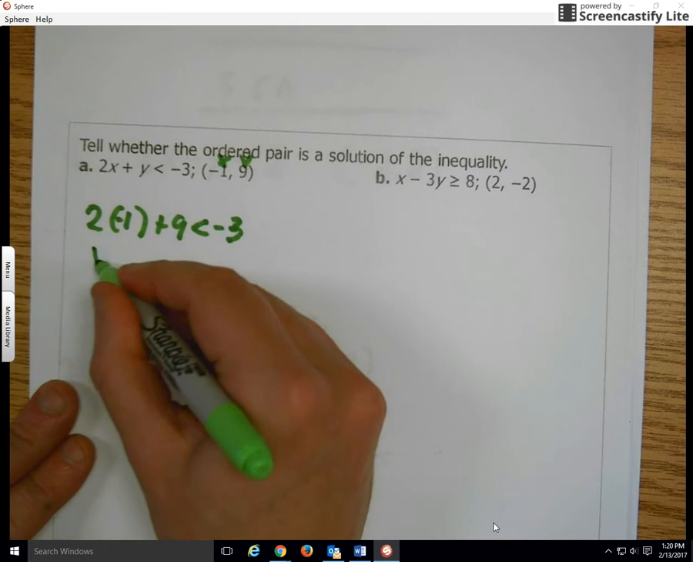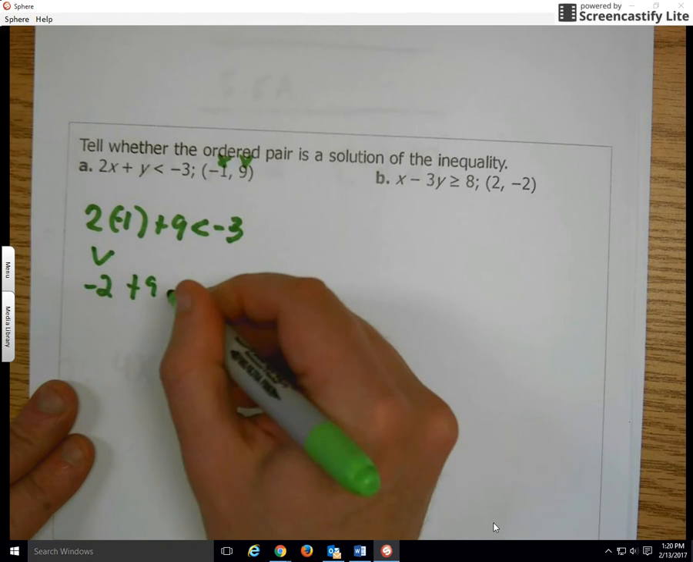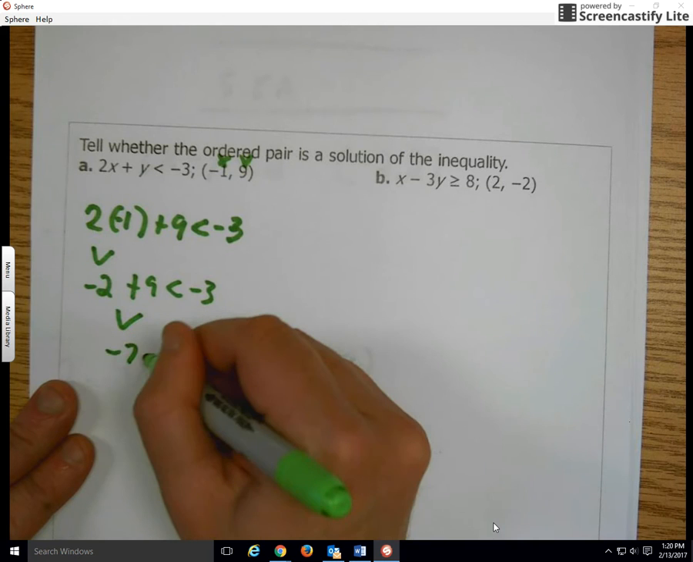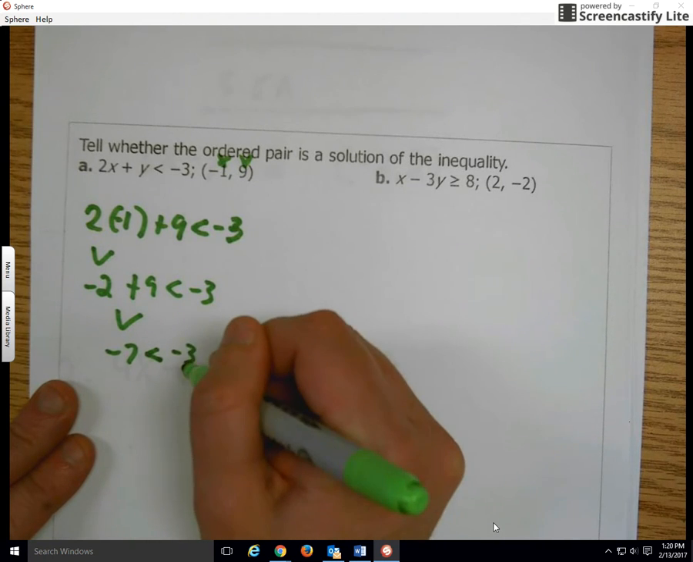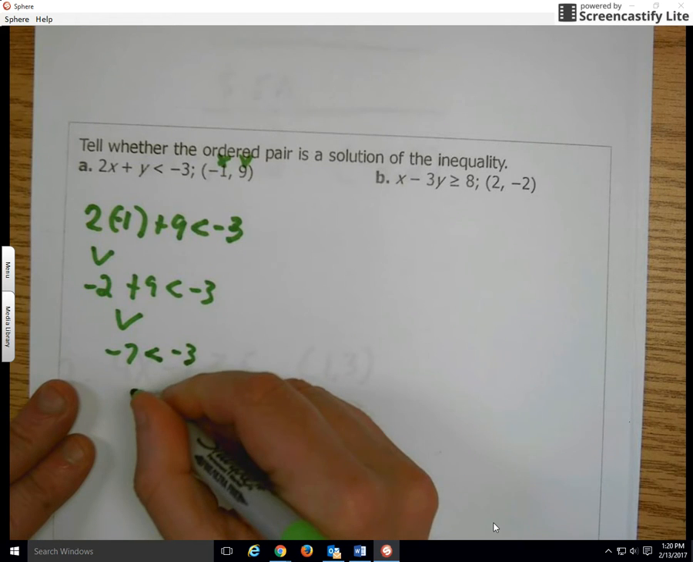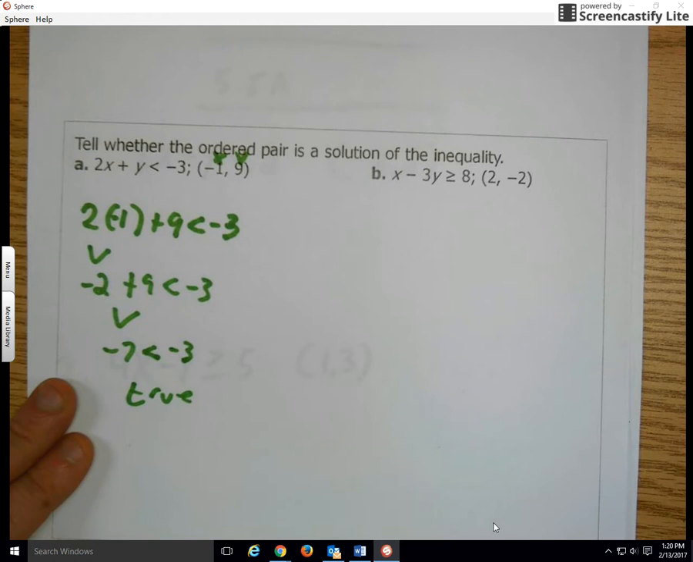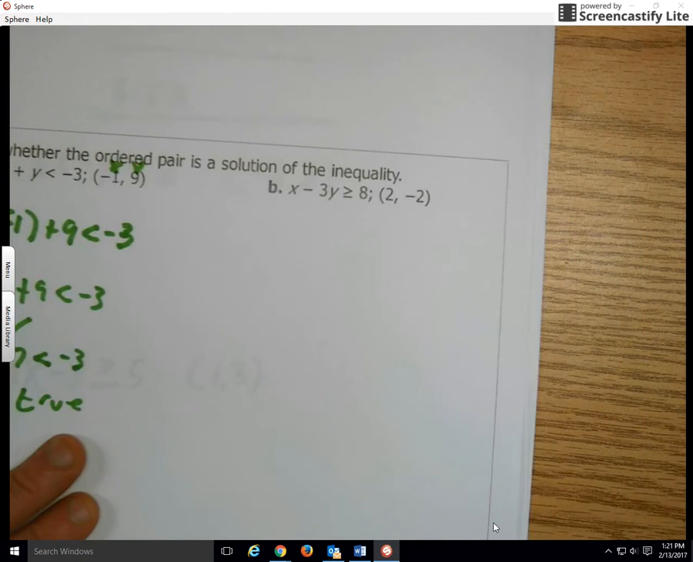Okay, let's see what we get here. Negative 2, bring everything down. Negative 7, is that less than a negative 3? Well, it is. So the answer is true, and we see that it does work out. Very good. Let's do the next one and find out what we get here.